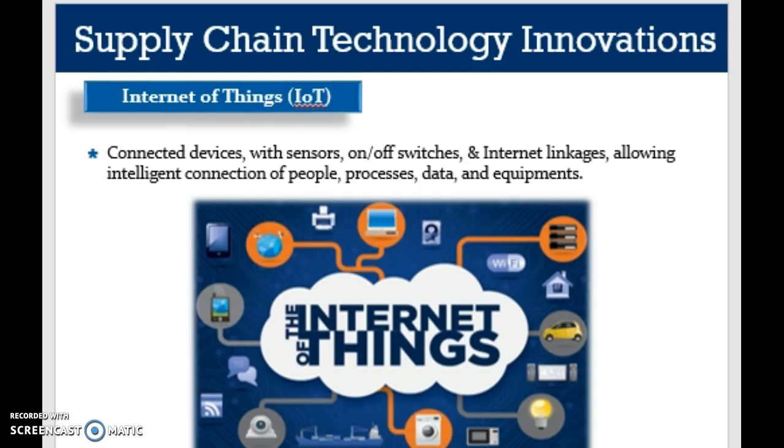Well, let's think about the Internet of Things. Connected devices with sensors, on-off switches, and internet linkages already outnumber the world's population, and the gap is accelerating. The broad range of Internet of Things business equipment, devices, and mechanisms is already in use. The technology will allow supply chain managers to intelligently connect people, processes, data, and things using Internet of Things devices and sensors. This deeper intelligence will be used to align, synchronize, and automate supply chain activities.